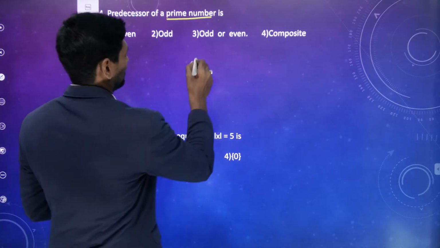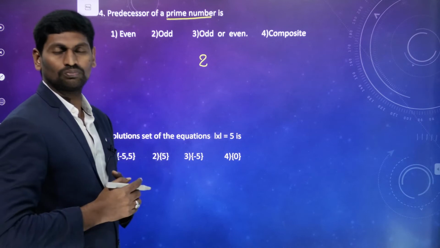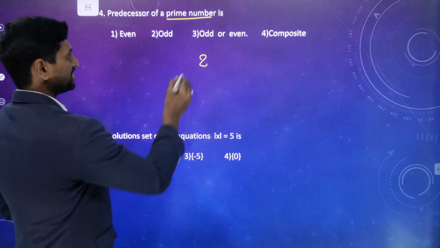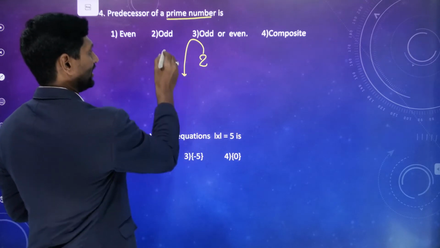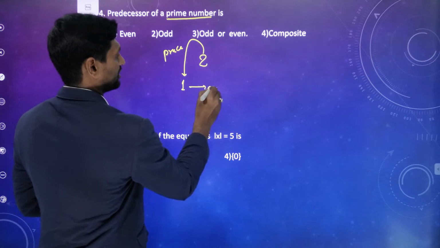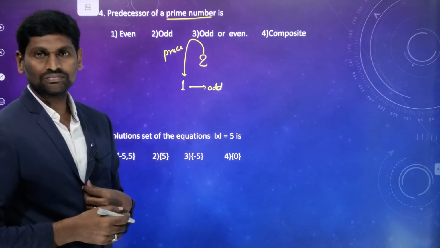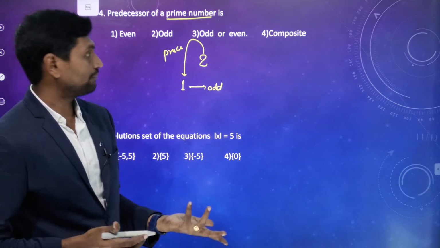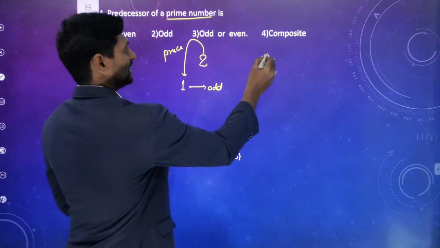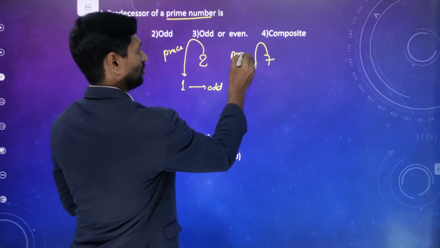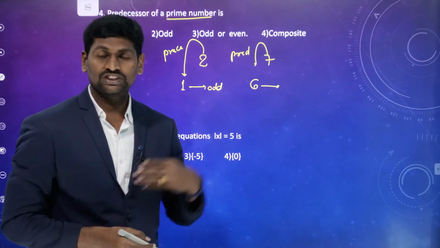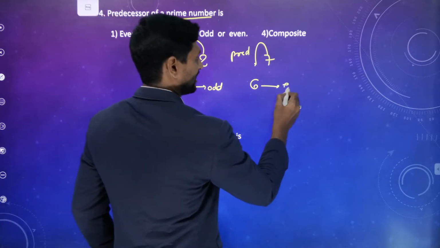I am using the first one. 2 is a prime number. Predecessor means the number immediately before. Its predecessor is 1. We know that 1 is an odd number. Let us check some other. I am taking 7. 7 is also a prime number. What is its predecessor? 6, the number immediately before 7. 6 is even.